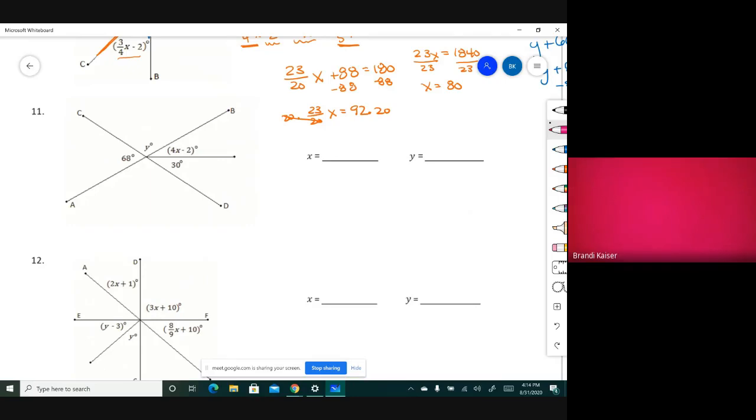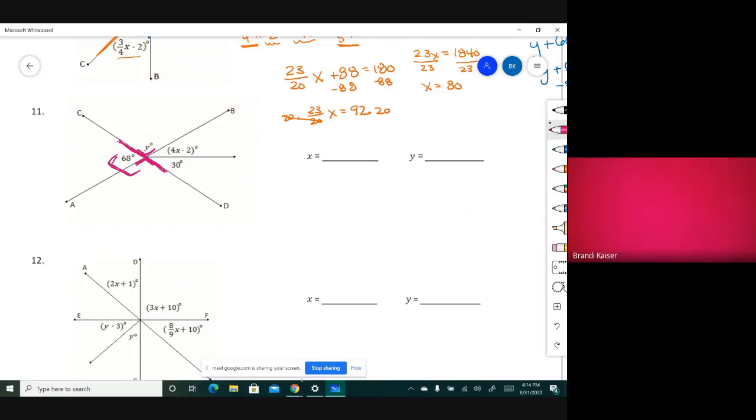So I'm going to say in this one, I think that Y would actually be better to solve for first. And here's the reason. Y is vertical to this bottom angle. Okay, but you're probably like, Miss Kaiser, there's nothing in that bottom angle. That is true. However, I know that this bottom angle and this 68 form a linear pair. Okay, they're on this line CD. So I know 68 plus this bottom angle should equal Y.